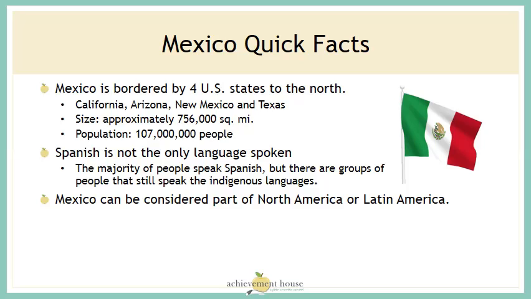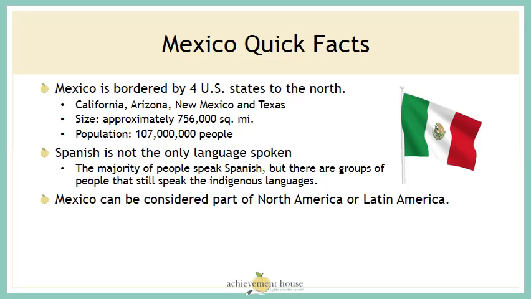Let's look at some quick facts about Mexico. Mexico is bordered by 4 U.S. states to the north. California, Arizona, New Mexico, and Texas all share a border with Mexico. Mexico is approximately 756,000 square miles, and its population is over 100 million people.